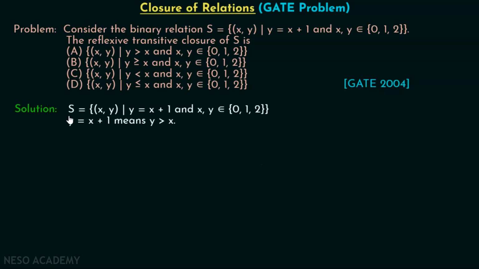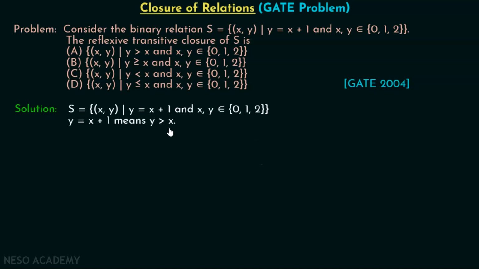We are given this relation, which consists of all ordered pairs (x, y) where y = x + 1, and x, y must belong to this set. What is the meaning of y = x + 1? It means y is 1 greater than x, so y is obviously greater than x, right?